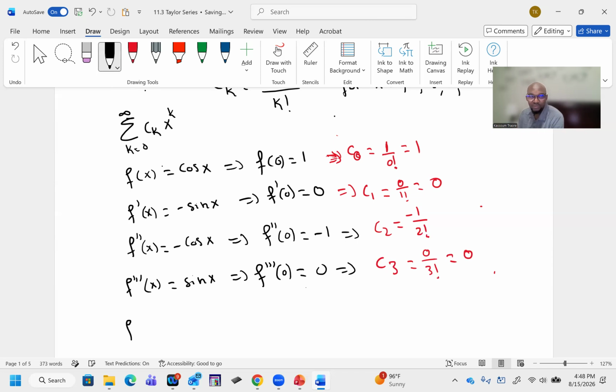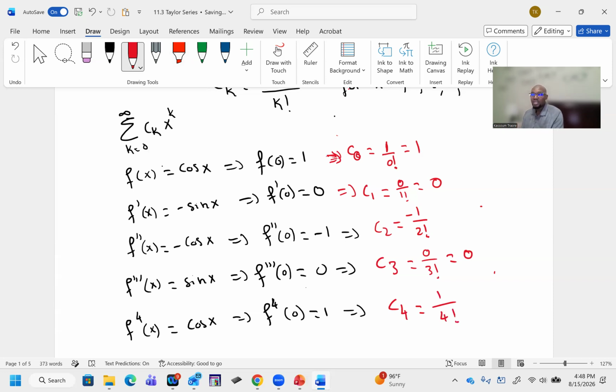So let's go up to the fourth derivative. The fourth derivative of f of x will be cosine x, which means the fourth derivative of f at 0 will be 1. So we can see c sub 4 will be 1 divided by 4 factorial. So again, can you see, if you look at the odd orders like c sub 1, c sub 3, those are 0. So c sub 5 will be 0, c sub 7 will be 0, right? We only have values for the even ones.